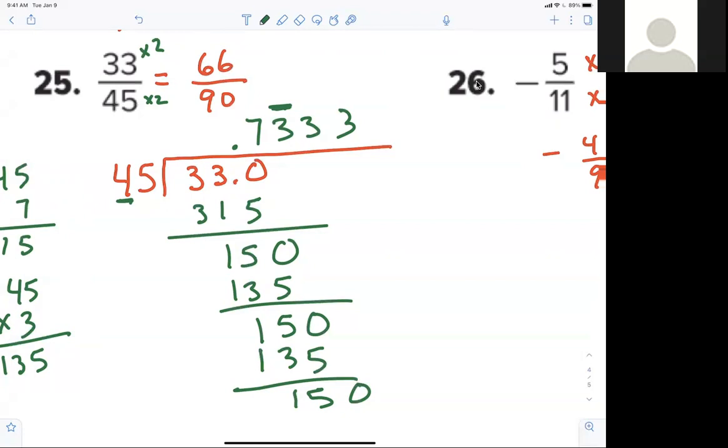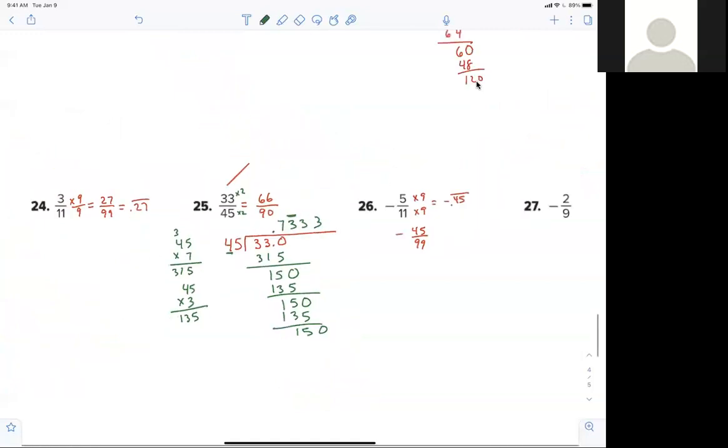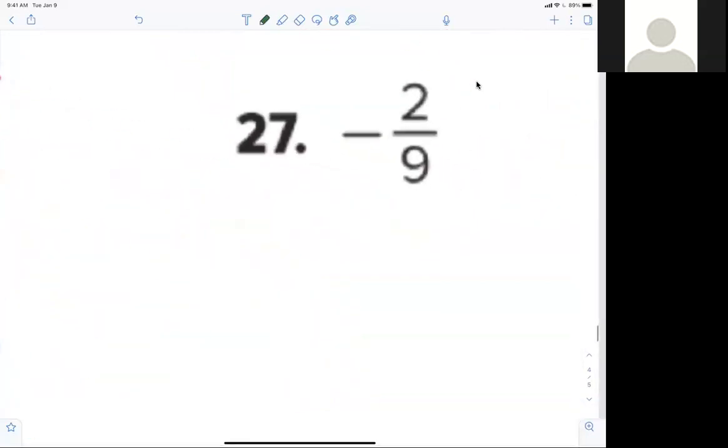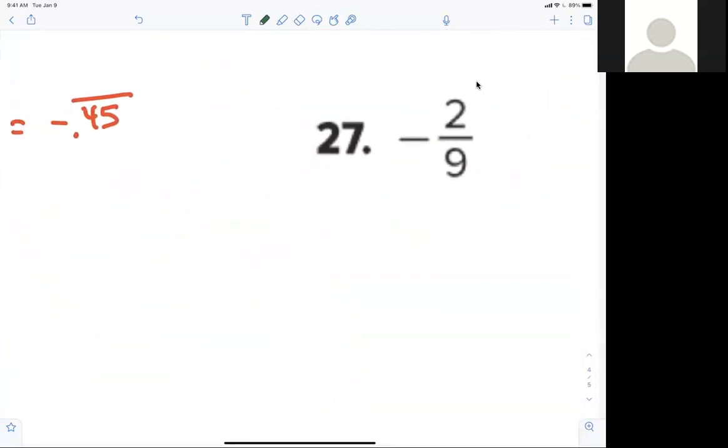The only little shortcut is if it's over 99, not just 90. Okay. All right. Those are very good questions. All right, so now everybody can look at 27 and we can just write the answer down. What's the answer to 27? Negative what? Negative 0.2 repeating. Negative 0.2 repeating. I'm good with that.